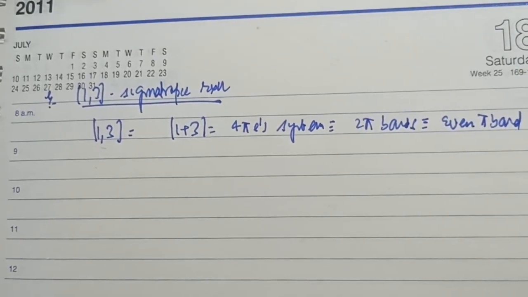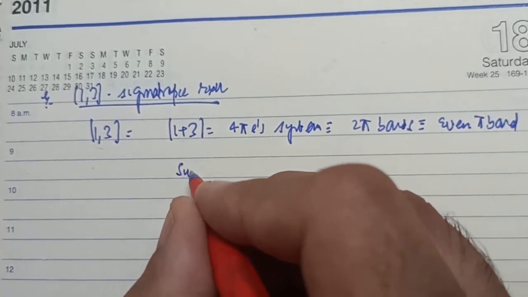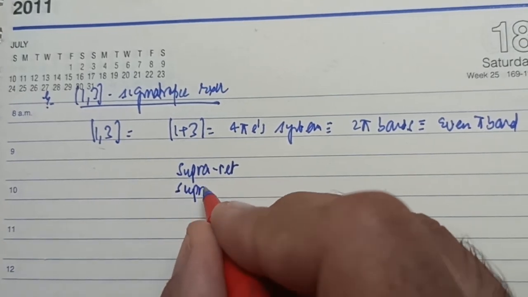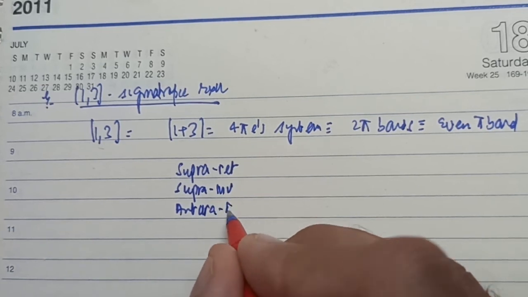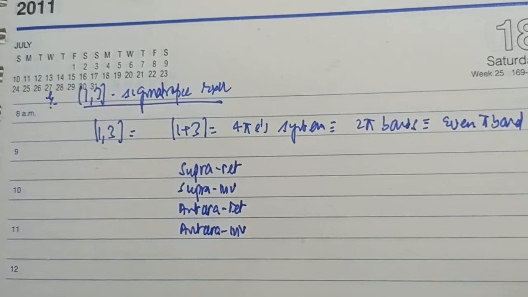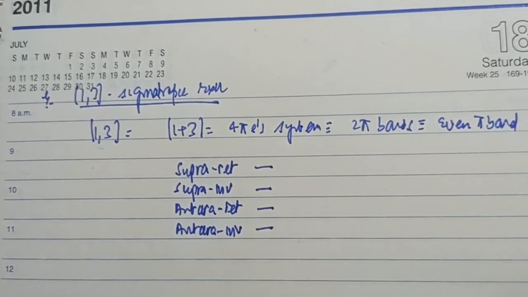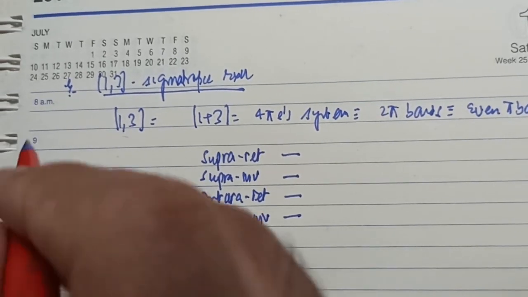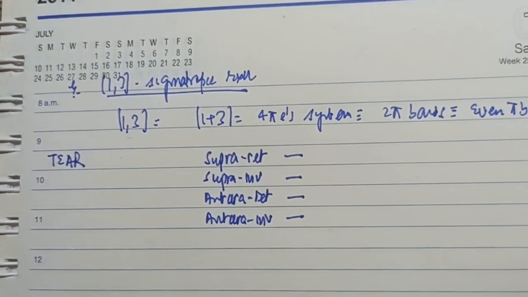Now there are 4 stereochemical modes. I know one is supra retention, one is supra inversion, another one is Antara retention, another one is Antara inversion. There are 4 stereochemical modes. Let's try to get the results of the reaction conditions for all those stereochemical modes. Remember one formula. The formula which you can remember, as I've told you, is TEAR, which is easiest to remember, and converting one formula to the other is extremely simple.